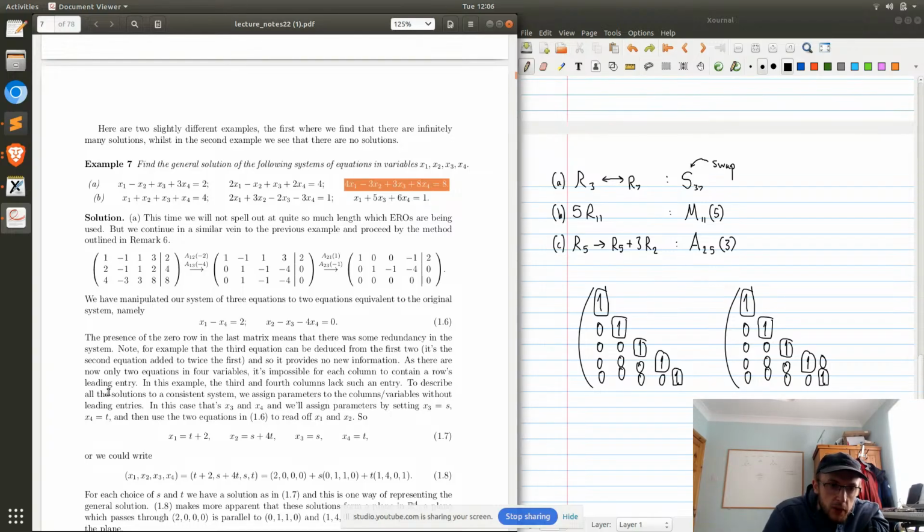To describe all the solutions to a consistent system, we assign parameters to the columns / variables without leading entries. In this case, that's, let's say, x3 and x4. Okay, these guys. And we'll assign parameters by setting x3 equal to s and x4 equal to t. And then use the two equations in 1.6.